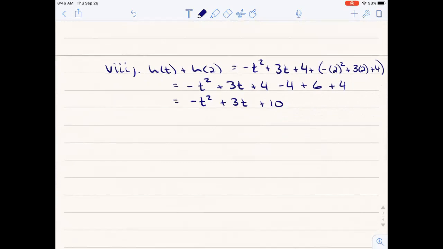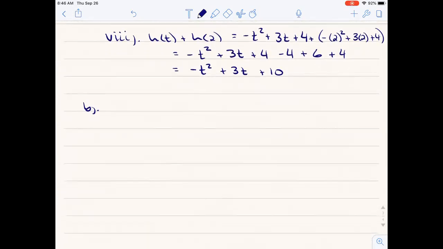We want, so part B. Any questions about those? Before we got sidetracked about educational videos, I guess. We want to solve h of t equals 0. Okay.